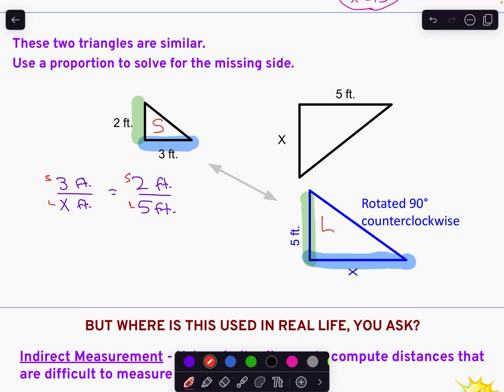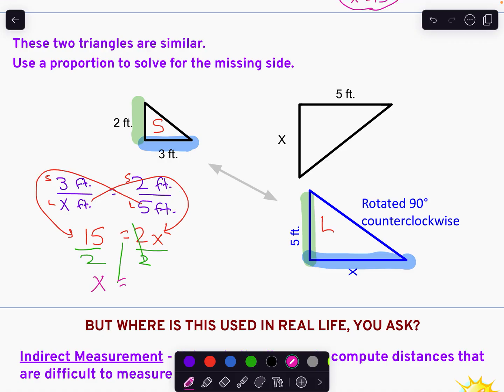Okay, so now I'm going to cross multiply here. 5 times 3 is 15. x times 2 is 2x. Divide both sides by 2. You should get x equals 7.5 feet.